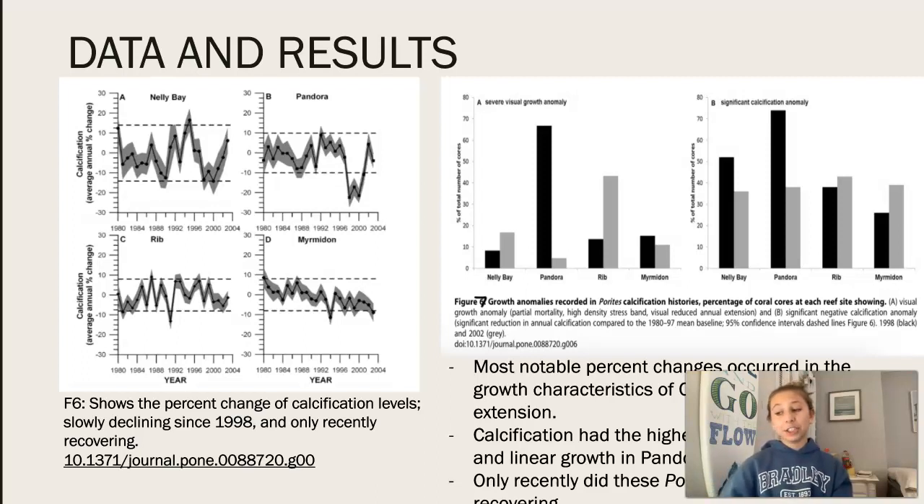Figure 6 shows the percent change of calcification levels, slowly declining since 1999 and only recently recovering. Figure 7 shows the growth anomalies reported in Porites calcification histories, percentage of coral cores at each reef site showing. The black bar represents percentage in 1998, and gray bar represents percentage in 2010 study. The first image shows the percent in the linear extension, and the second picture shows the percent in growth of calcification levels.